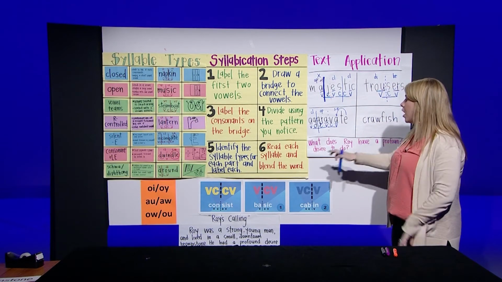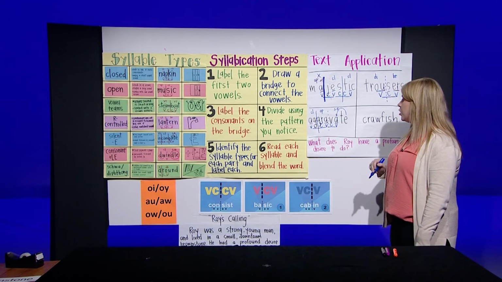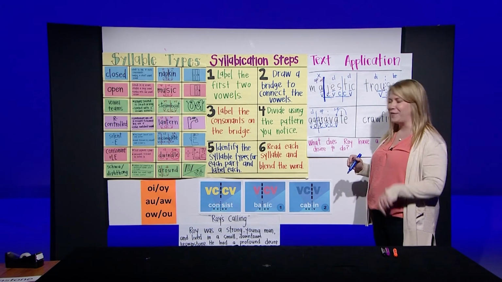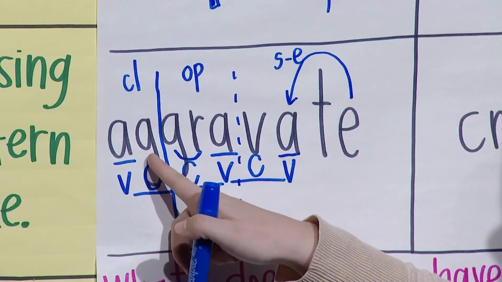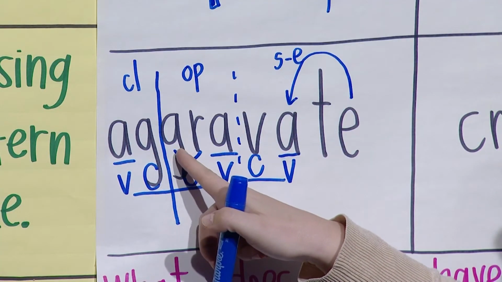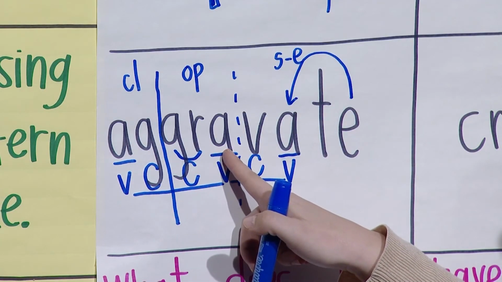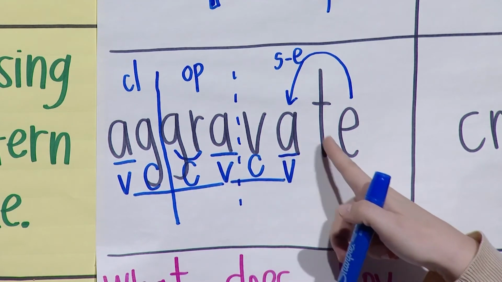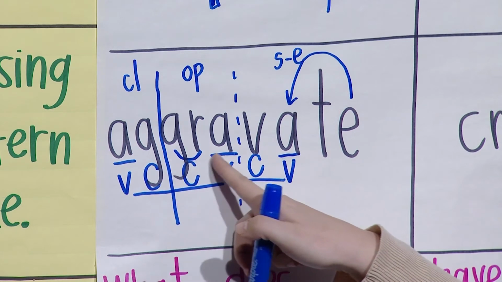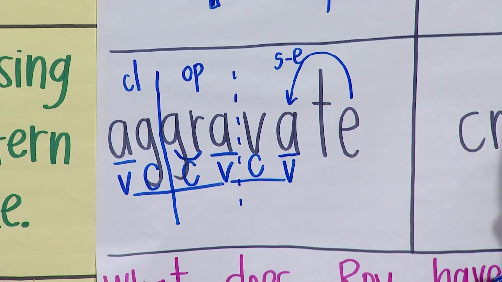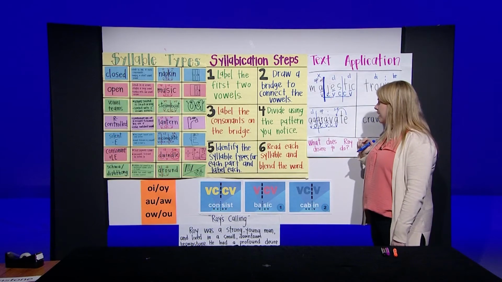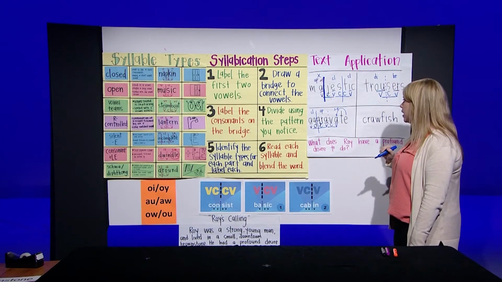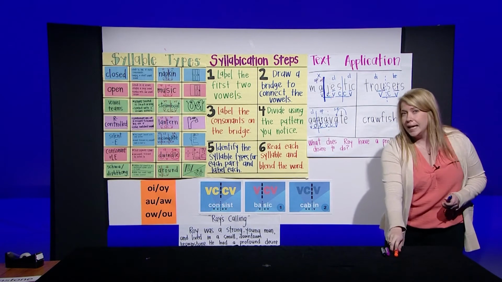All right, so let's try to do step 6. Read each syllable and blend the word. I'll lead and you follow after me. Ag, gra, vate, aggravate, aggravate. It sounds close to something I've heard, but I'm not sure I'm pronouncing that correctly. So let's try again with our next division pattern.